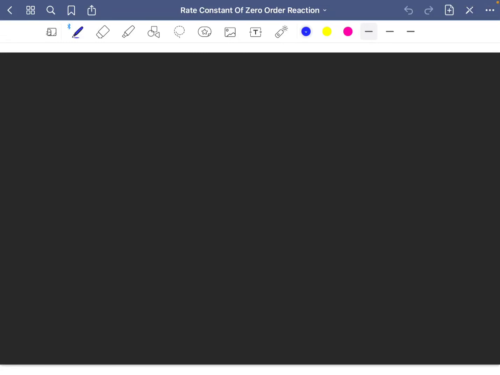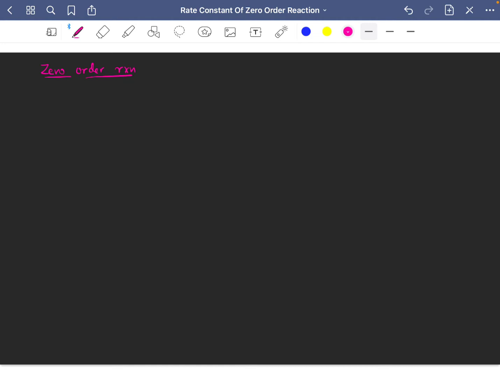Hello my dear students. In today's class we will discuss the rate constant of zero order reaction and the half-life of zero order reaction. First of all, what do you mean by zero order reaction? Note down zero order reaction. See, the rate of reaction is independent of concentration of reactants is called zero order reaction.